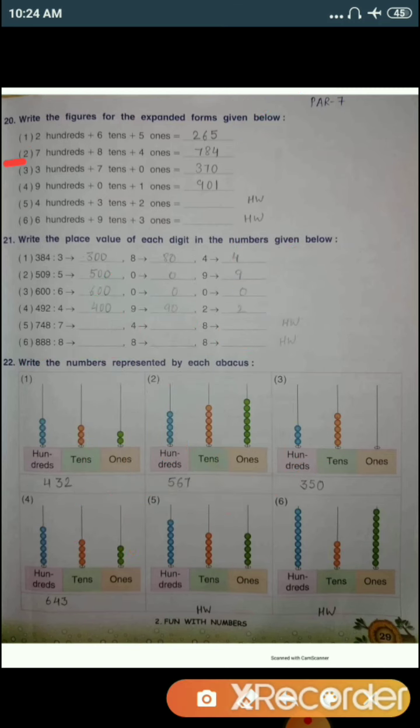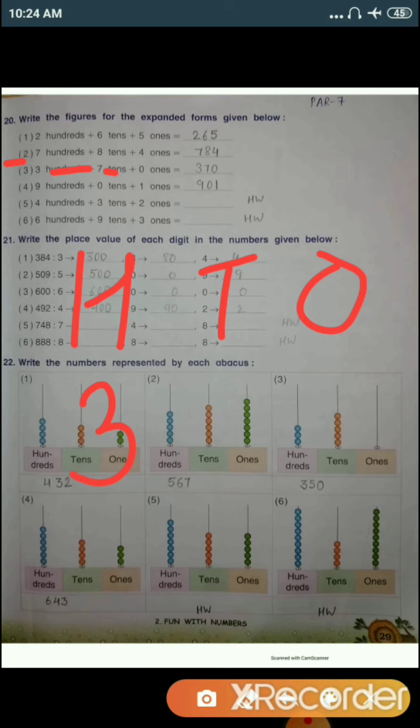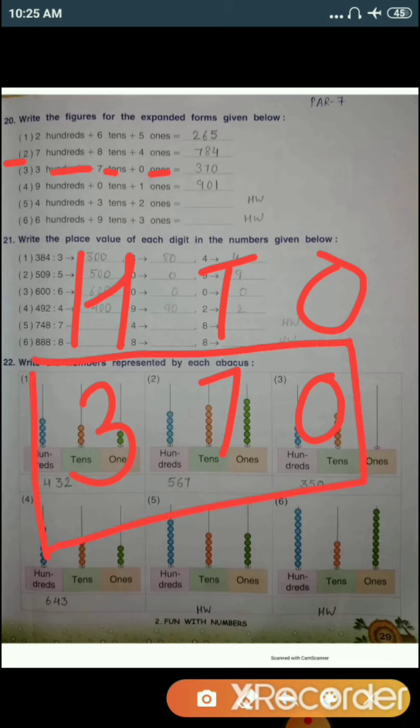Now question number 3. Again hundreds, tens and ones. In hundreds place 3 is given. On tens place 7 is given. And ones place 0 is given. Okay. So my number becomes 370. That means 370.